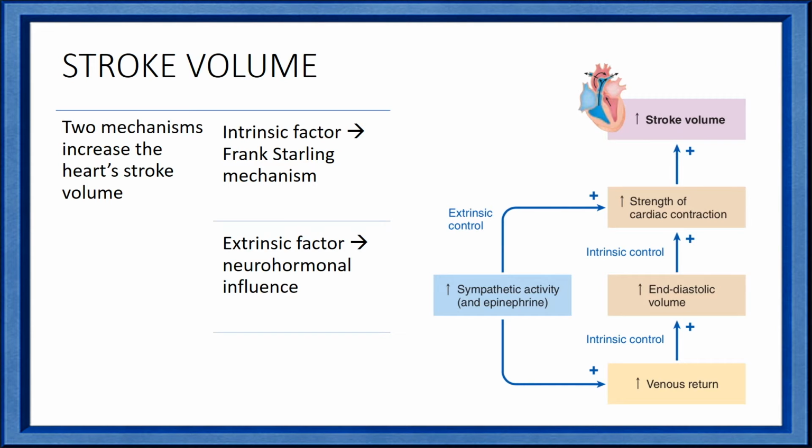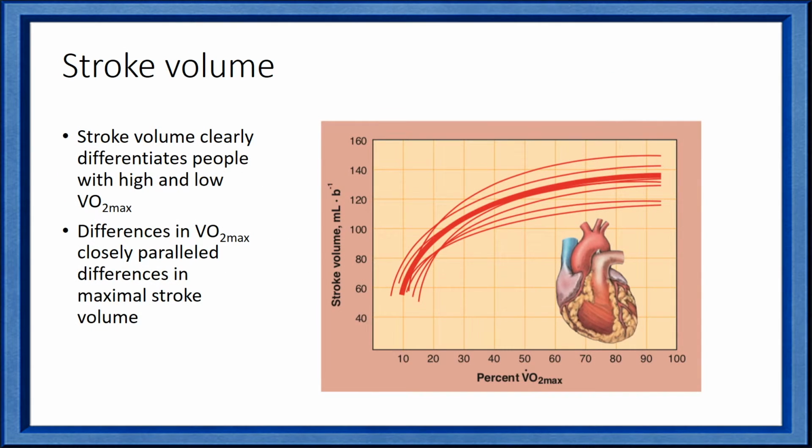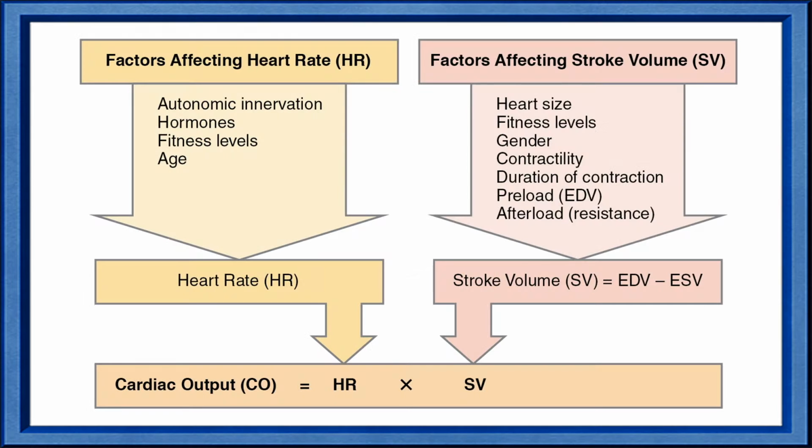Secondly is the neurohormonal influence. Increased sympathetic activity to the heart will increase the strength of contraction. Stroke volume clearly differentiates people with high and low VO2 max. Individuals with low stroke volume will also have a low maximal oxygen consumption. Thus, differences in VO2 max closely resemble the difference in maximal stroke volume.